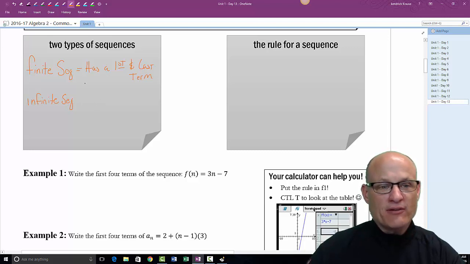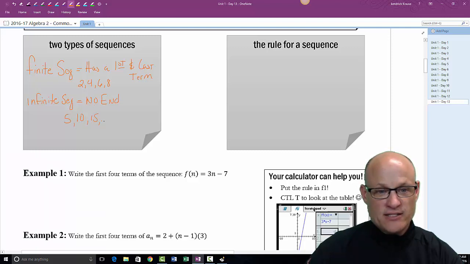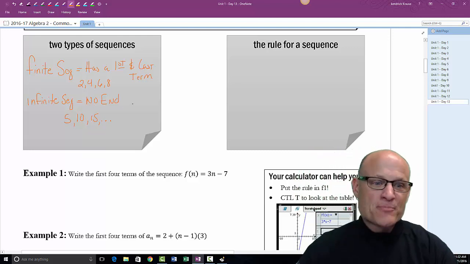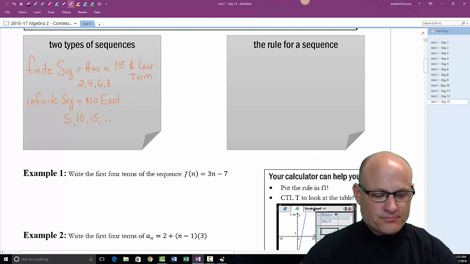Let me give you an example of a finite sequence. 2, 4, 6, 8. There's an example of a finite sequence of numbers. It ends. Let me give you an example of one that does not end. It's a sequence with no end. 5, 10, 15, and then you'd see dot, dot, dot. It just keeps going. Now, there's a rule that defines it, but it doesn't have an end.